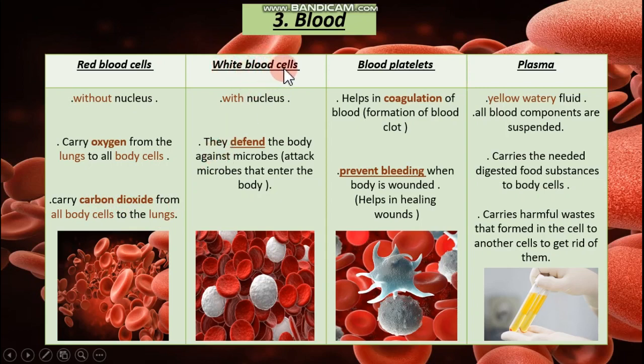So the red blood cells are without nucleus, while the white blood cells are with nucleus. The white blood cells are something like the police. They defend the body against the microbes, attack the microbes that enter the body. Number 3, the blood platelets.